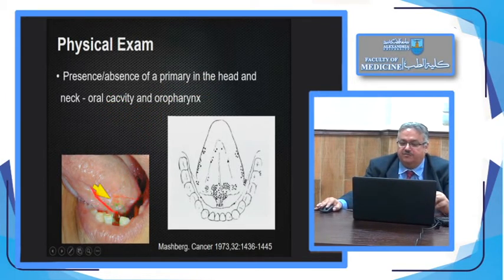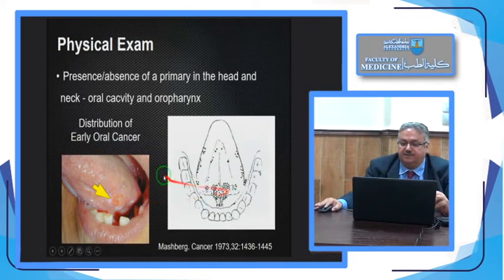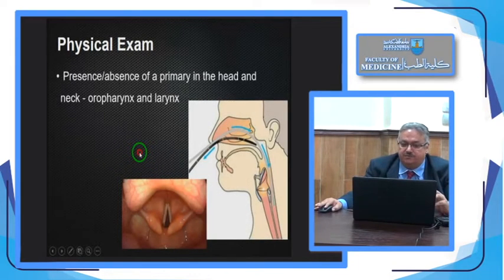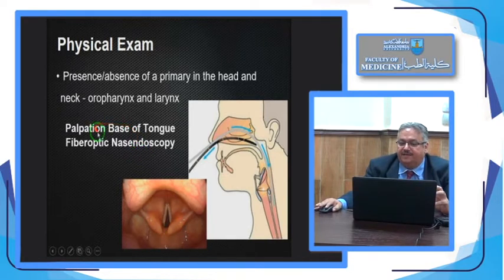Here are the common sites of early squamous cell carcinoma. The lateral tongue, the base of the tongue, see? So the distribution of early oral cancer is the lateral tongue and the base of the tongue. Well, how to detect those? You need to palpate the base of the tongue, and you need to perform the fiber optic nasoendoscopy.